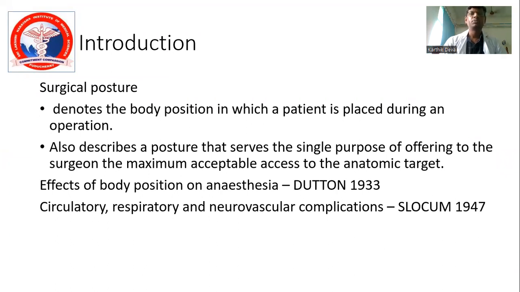Introduction. The surgical posture denotes the body position in which a patient is placed during an operation. Also, it describes a posture that serves the single purpose of offering the surgeon the maximum acceptable access to the anatomic target. The reference was taken from the effects of body position on anesthesia by Lateral and the circulatory, respiratory, and neurovascular complications from Slocum 1947.